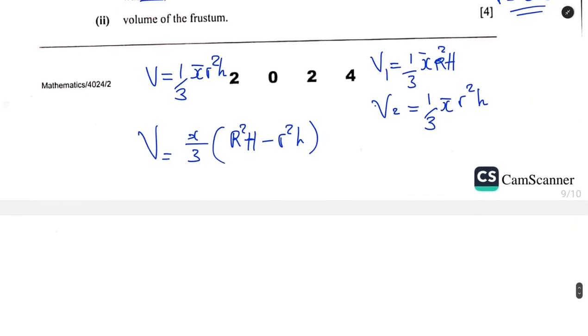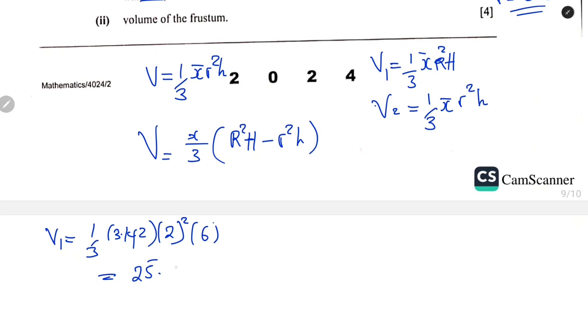So like I said, let us find the volume of the big one, V1. For V1, 1 over 3, pi is 3.142, multiplied by the big radius, which is 2 square, then multiplied by the big height, which is 6. After multiplying, you should be able to find 25.136 centimeter cubic. Now listen, to answer this easily, make sure that you divide 1 by 3 first, then you start multiplying.